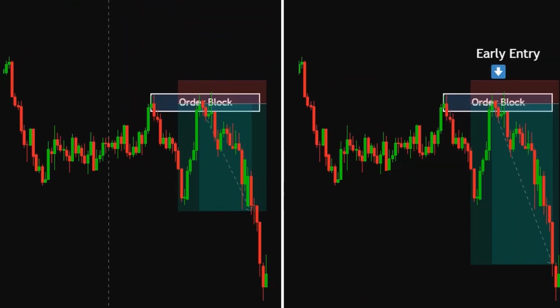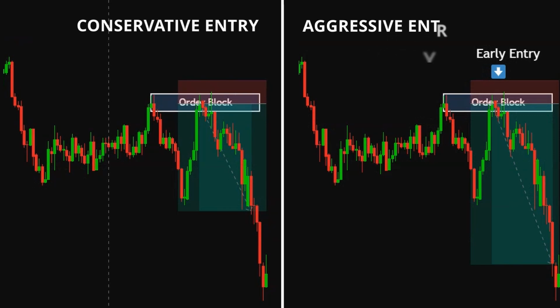Both entry types work. It just depends on your personality. If you like calm, confirmed setups, go conservative. If you want early entries and don't mind a bit of heat, go aggressive.